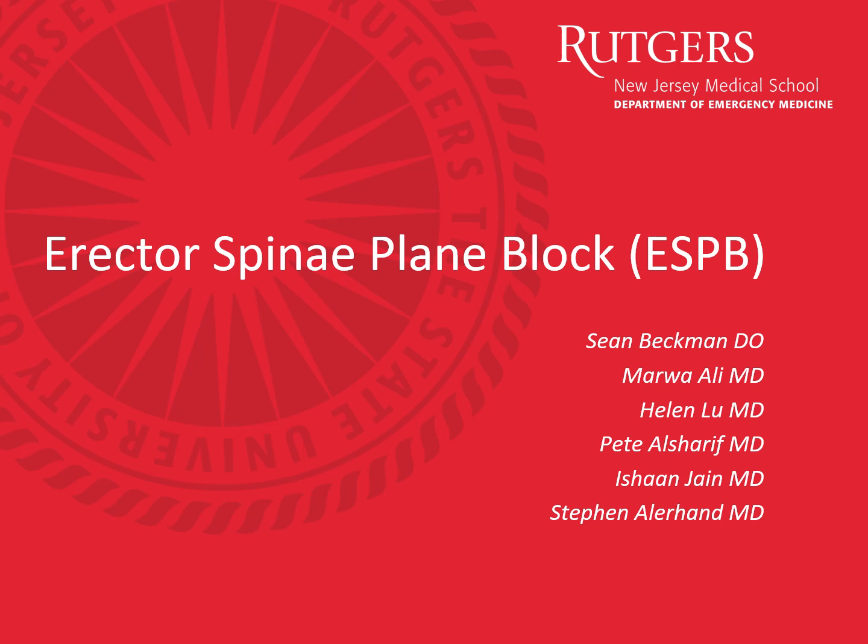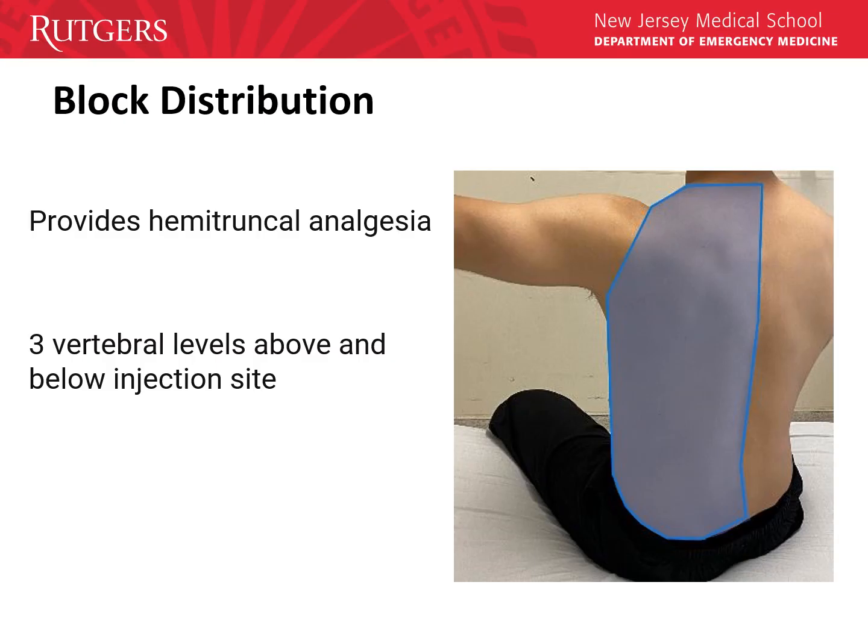Welcome to this short tutorial for the Erector Spinae plane block, where we will review the single injection technique. This block provides hemitruncal analgesia at 3 vertebral levels above and below the injection site. It is most commonly done at the T5 to T7 levels, but can be done from the upper T-spine to the mid-L spine.